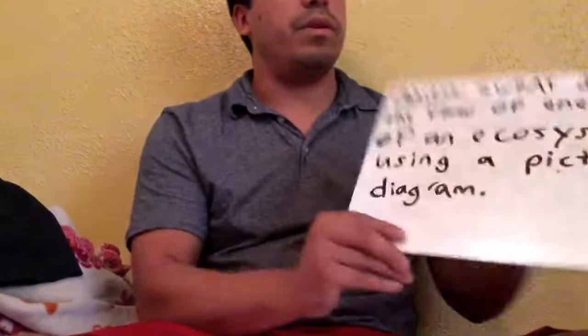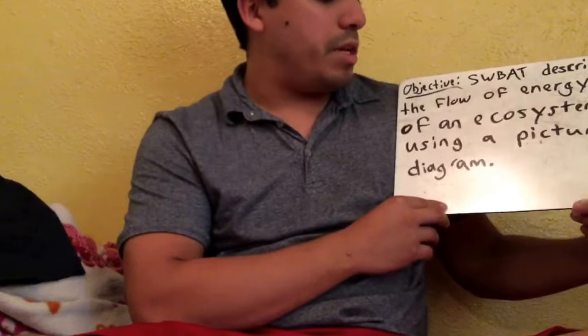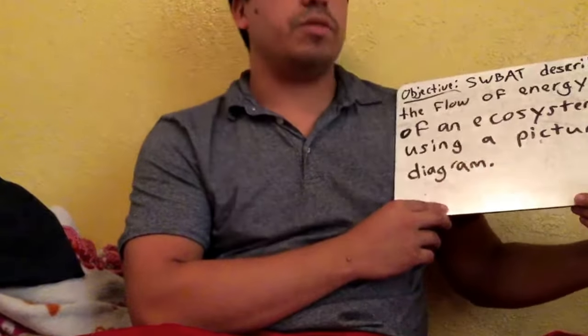And we're gonna go ahead and look at this and learn about it using a picture diagram. And afterwards, I want you to do a descriptive writing about what we've learned, okay? So we're gonna go ahead and read our objective. Read it out loud together. It says, students will be able to describe the flow of energy in an ecosystem using a picture diagram, okay? So exactly what we said, because we went ahead and read it all out loud together.